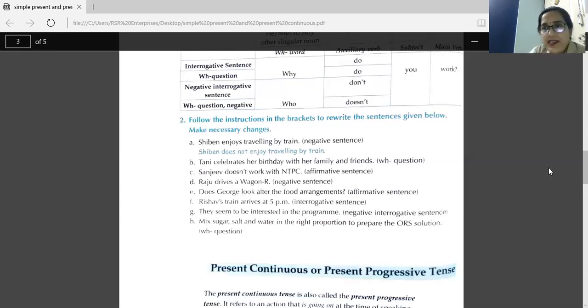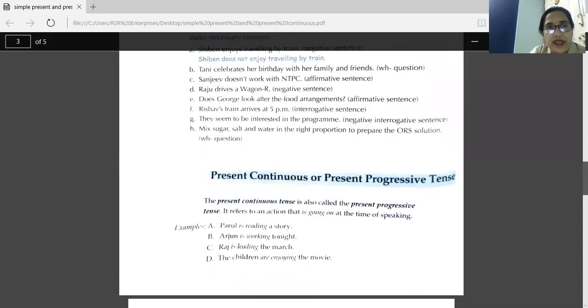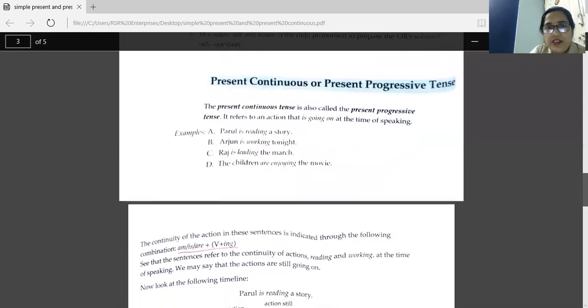So these exercises related to the simple present tense. I hope you have understood. Now let's move on to present continuous, or we call it present progressive tense. Let's see what it is. Present continuous tense is also called the present progressive tense. It refers to an action that is going on at the time of speaking. When we are talking or speaking, at that time, that action is actually going on. It's in continuity at that time.